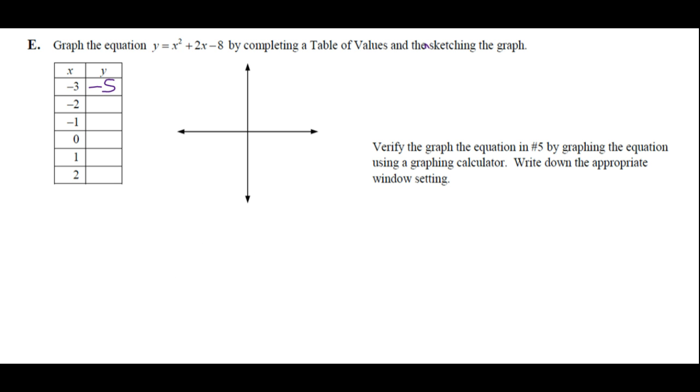Okay, negative 2 squared is 4, minus 4, so that'll be negative 8. Negative 1 squared is 1. 1 minus 2 is negative 1, so it'll be negative 9. 0 gives me negative 8. By symmetry, 1: we got 1 plus 2 is 3, minus 8 is negative 5. And we've got 4 plus 4 is 8, minus 8 is 0.